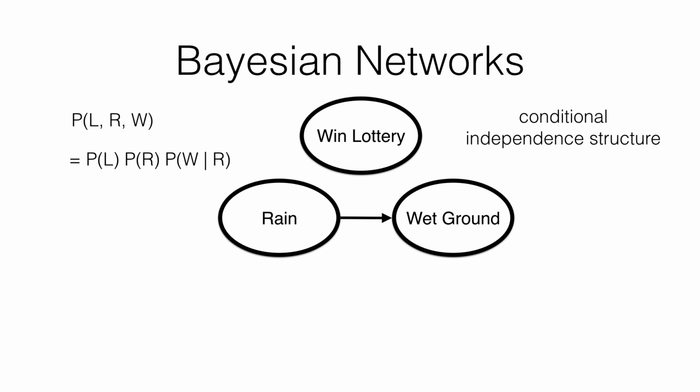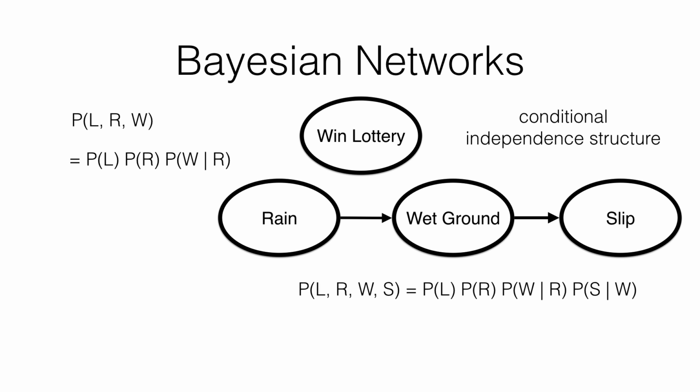So we can continue this. We can grow this model by including other variables. And here we might have another variable where if the ground is wet, we might expect there's some probability of us slipping, in which case we would have a conditional probability factorization of the joint. Okay, so we have the full joint probability, and we can factorize that into a bunch of prior probabilities and conditional probabilities. And we can see that we again have the same structure that we had before. So we have P of L by itself, then P of R by itself, but then there's a P of W that depends on R, and then P of S that depends on W.